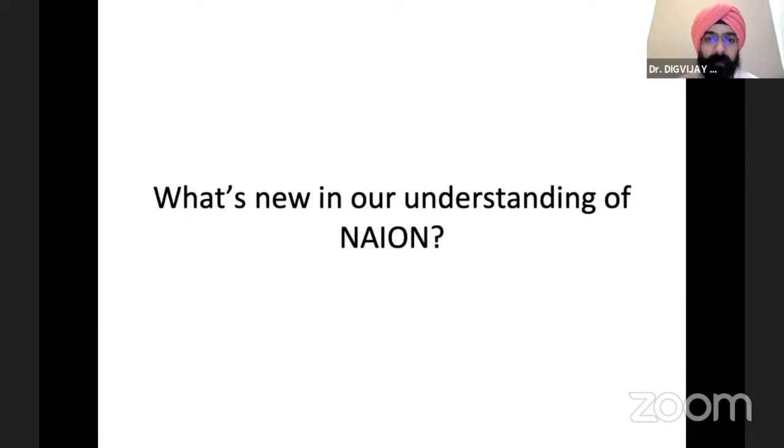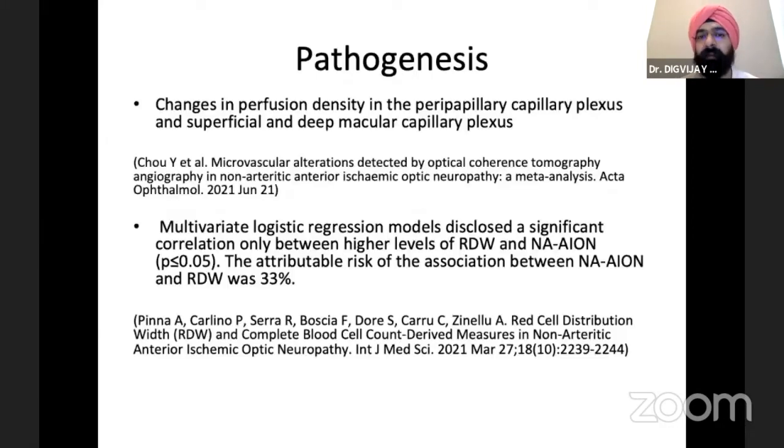So what has changed? What's new in the understanding of NAION in the last year or so? With the use of OCT angiography, we've seen that there is a definite difference in the perfusion in the small vessels present in the peripapillary area, the superficial capillary plexus there, as well as the superficial and deep capillary plexus in the macular area. So we know that there is a small vessel disease happening. It's not necessarily a large vessel disease up front.